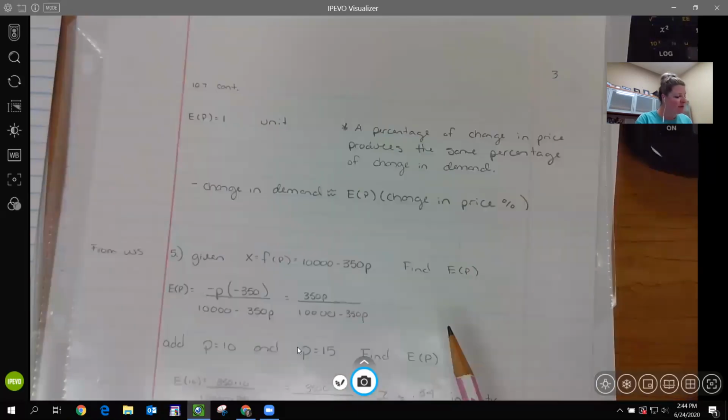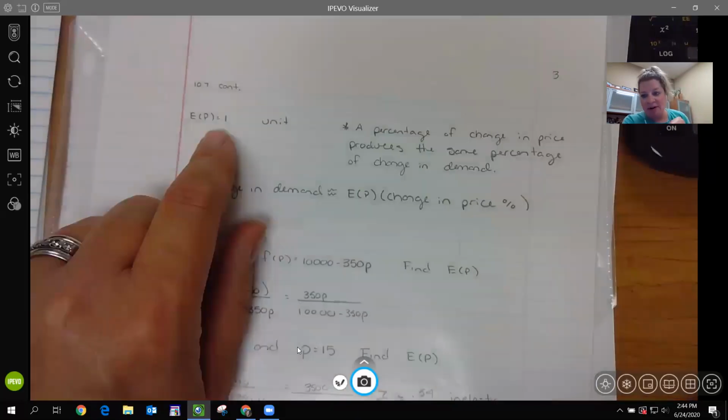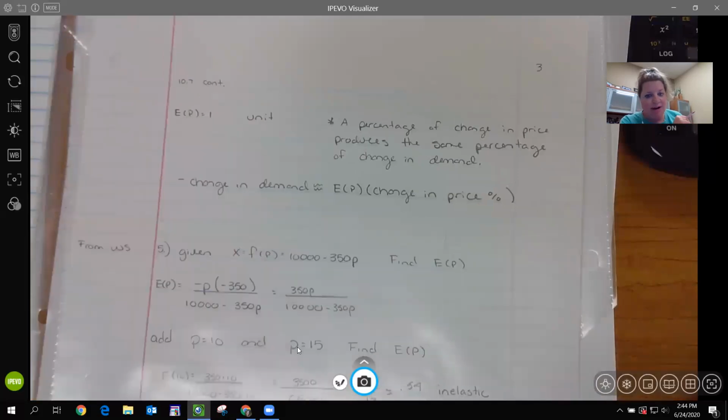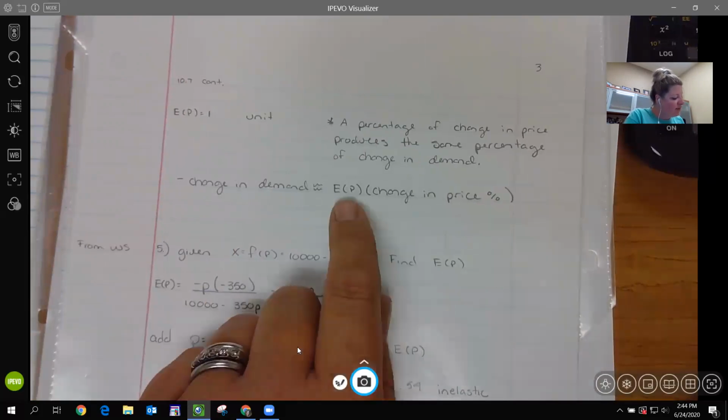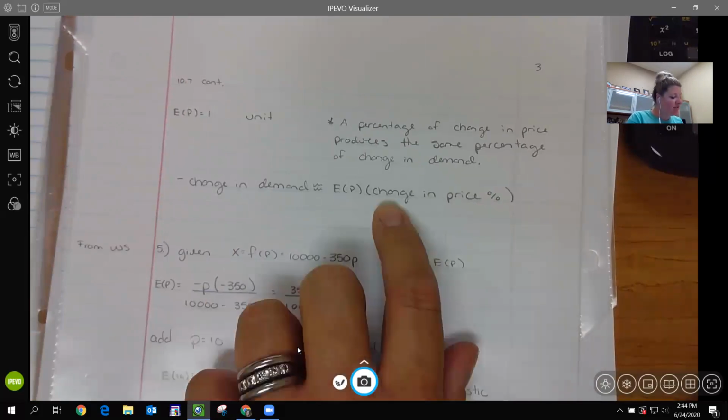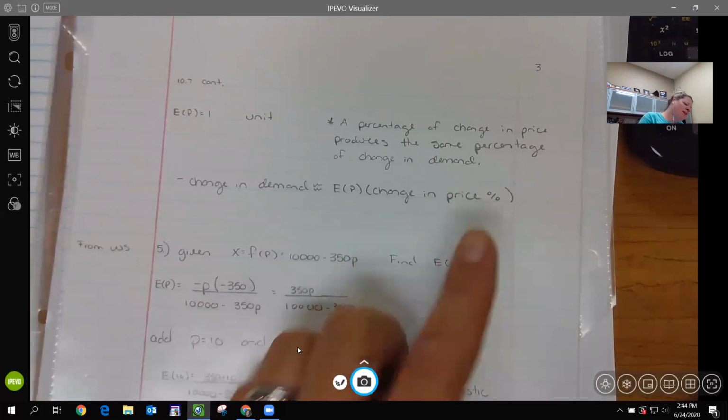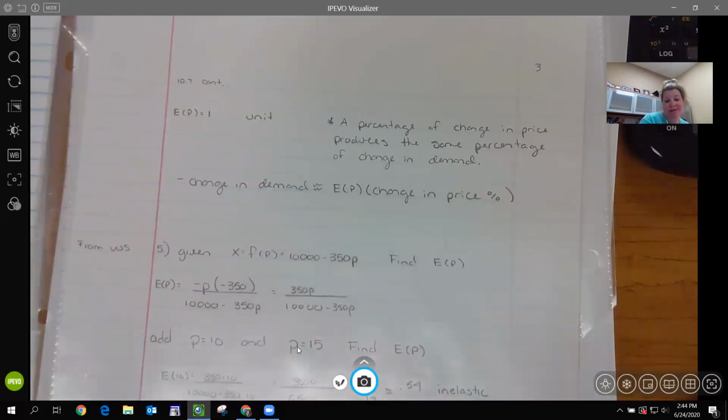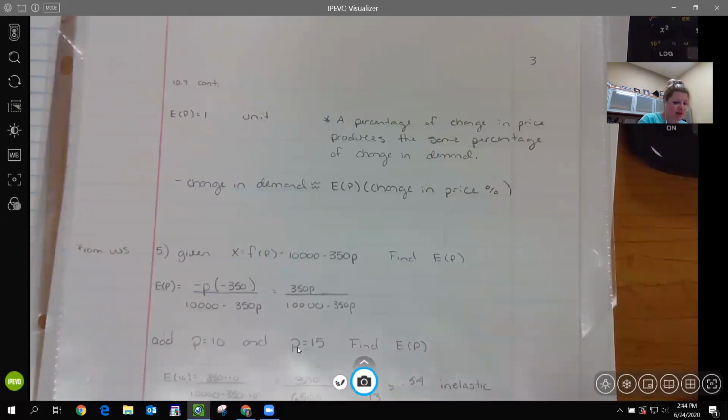Last one, what if it equals 1? Then what we call this is unit. A percent change in price produces the same percent change in demand. This is usually what you're striving for, like your unit price. I haven't priced people out. I'm kind of right on. Okay, so the change in demand is equal to the EFP times the percent change in price. I wrote it down, but I don't think we use it.